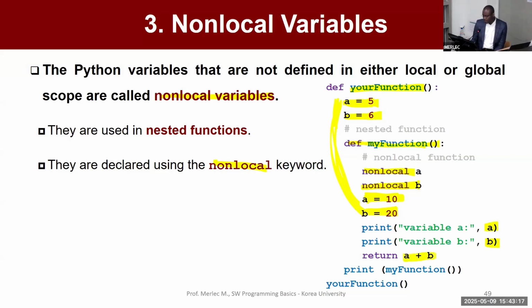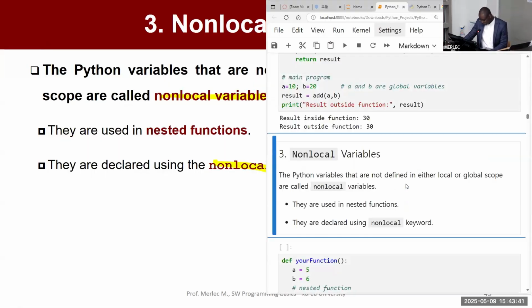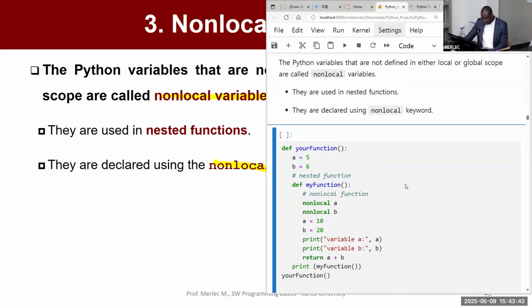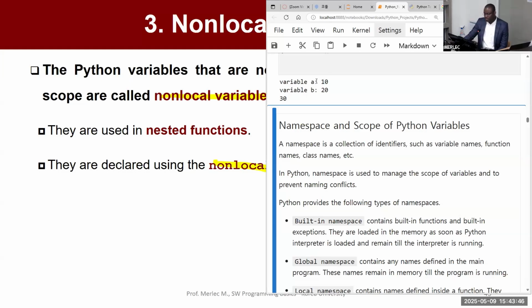Then in the main program, when we call your function, it will initialize a and b as global variables from your function perspective and my function. And then inside my function, we also have a non-local variable. This is the way we can illustrate that. Let me show you with this example. When I run this program, you will see now a and b have been updated to 10 and 20. Then the sum is 30.